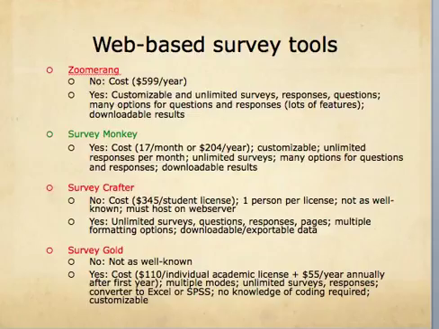Survey Gold is not as well known, and the cost is about $110 per license, but you need to pay $55 per year annually after the first year if you want to use their online survey. You can export the data. You don't need to know any coding, and you can customize it.